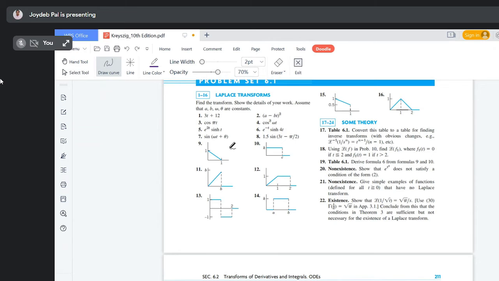Now see, there are some problems related to graphs. 9, 10, 11, 12, 13, 14. These are related to graphs. So how to solve it? For this question also, what is being asked, that find the transform, means you have to find the Laplace transform. So here instead of a function they have given you the graph. So from the graph first you construct the function, then you take its Laplace transform. Okay, that is the way.